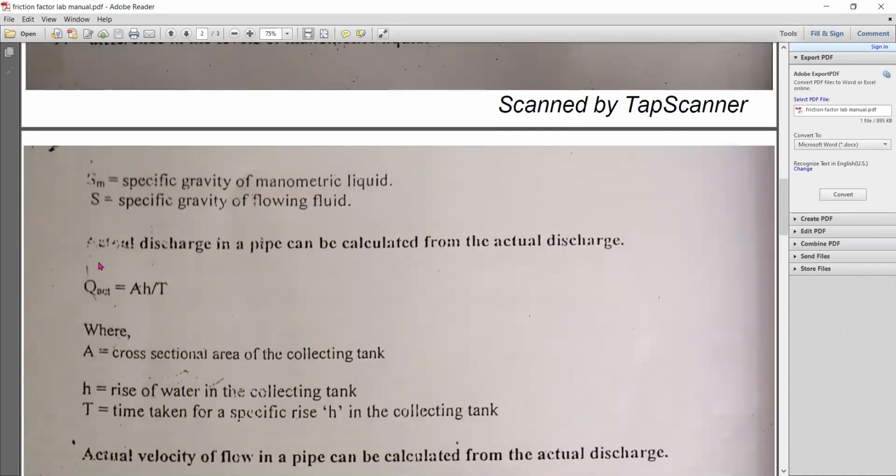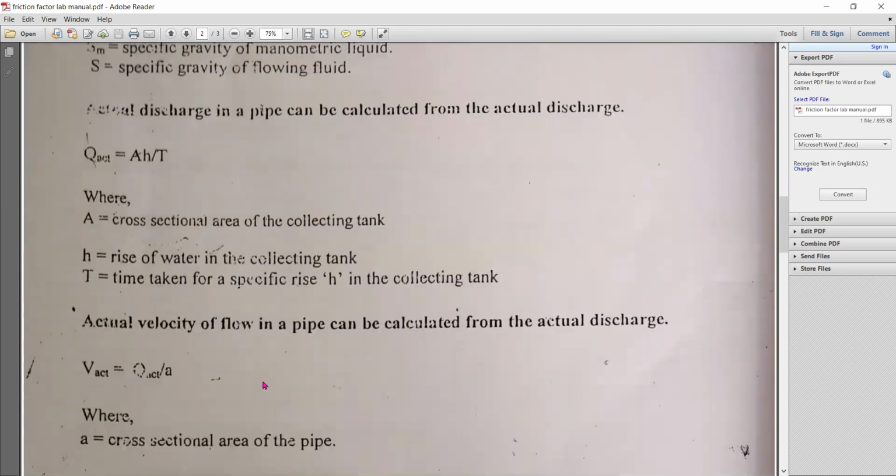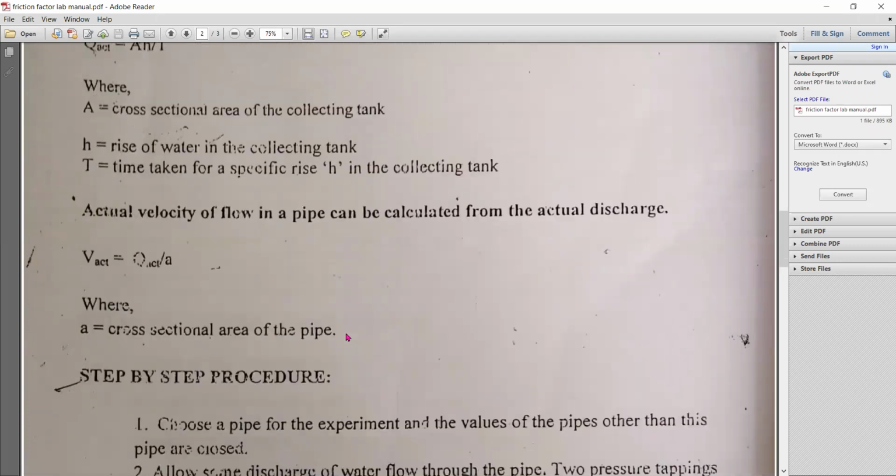Next, you are going to find the discharge, Q actual equal to AH by T, where A is the cross-sectional area of the collecting tank. H is the 10 centimeters rise in the collecting tank. Capital T is the time taken for this 10 centimeters rise. Next, we are going to find the velocity of the flow in the pipe by using the actual discharge. We have already calculated Q actual here. So this Q actual divided by the cross-sectional area of the pipe will give your actual velocity.